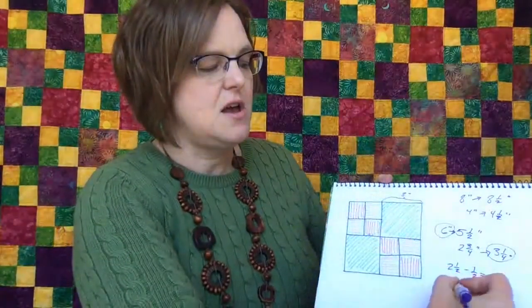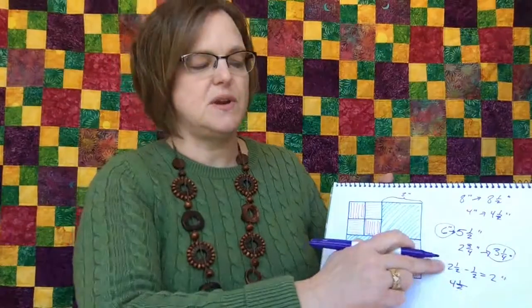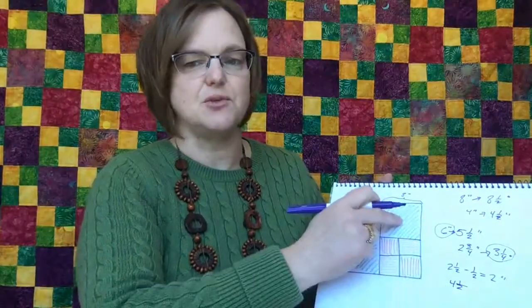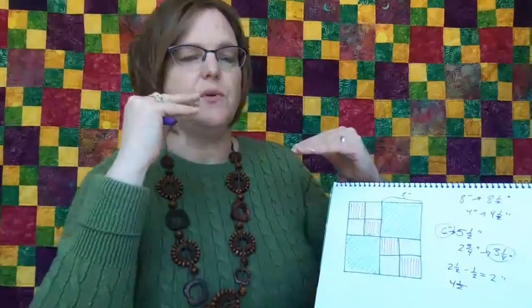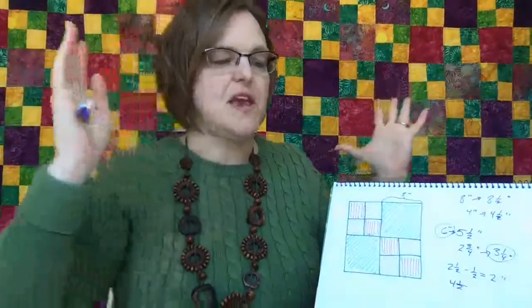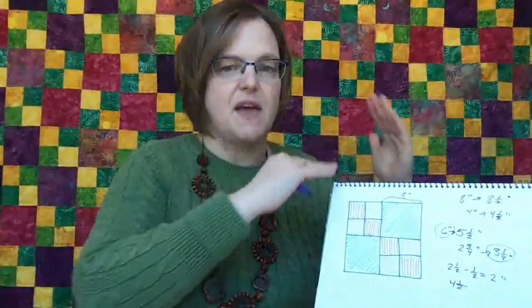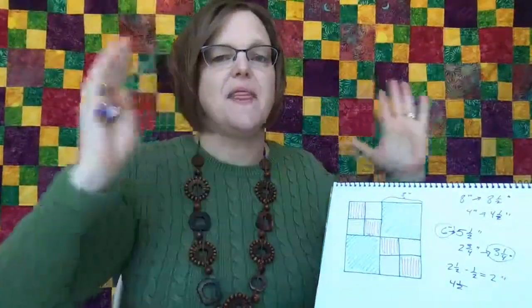So just remember, when you're doing the calculations, you take away the seam allowances, then divide or multiply by 2, and then you can add the seam allowances back in. Be sure that you add the seam allowances in before you're cutting.